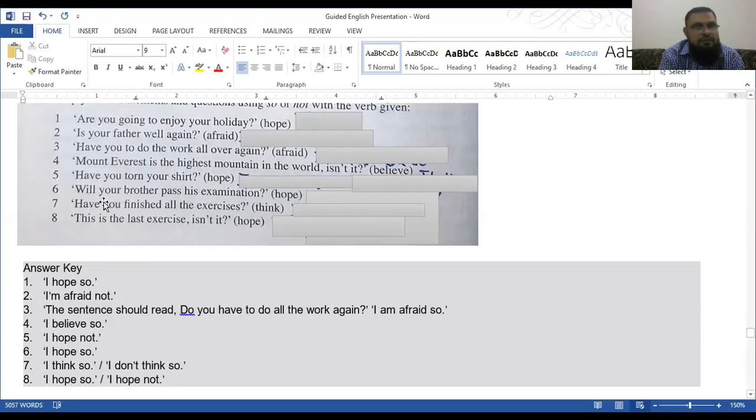Number six, will your brother pass his examination? I hope so. Number seven, have you finished your exercises? Think. I think so. I don't think so. Number eight, this is the last exercise, isn't it? Hope. I hope so, or I hope not. So this is the end of lesson number 10 and all its exercises.